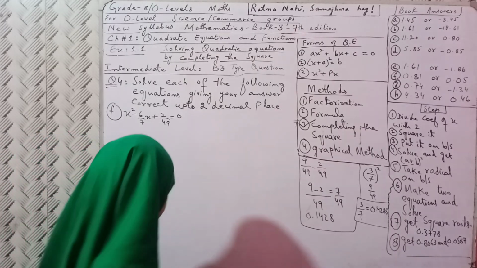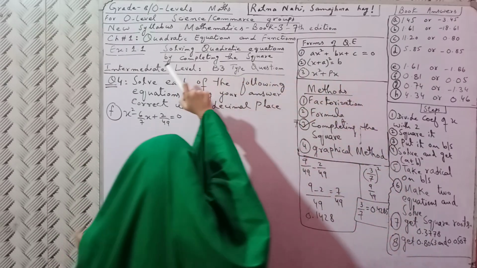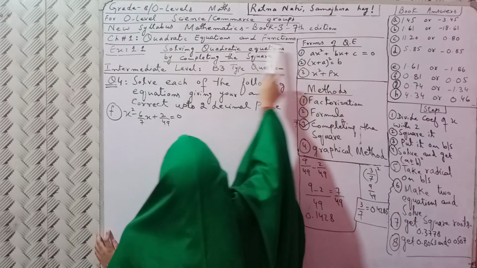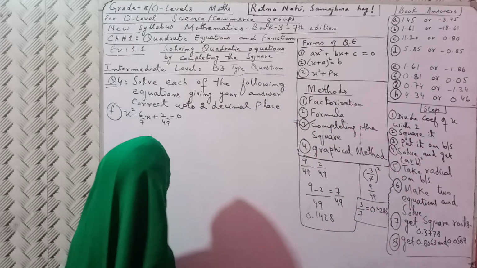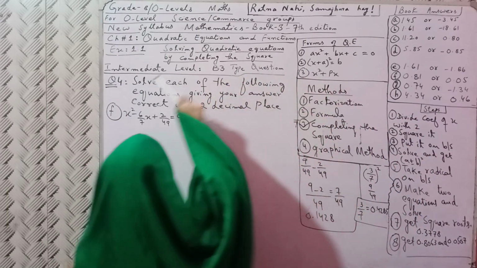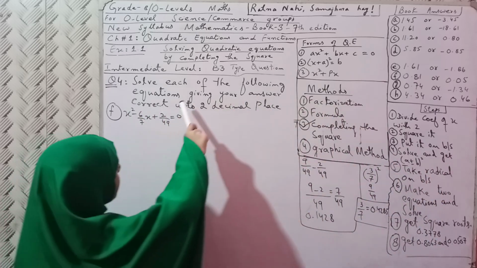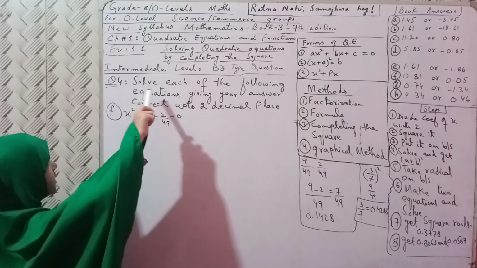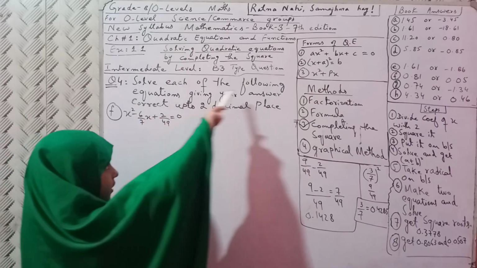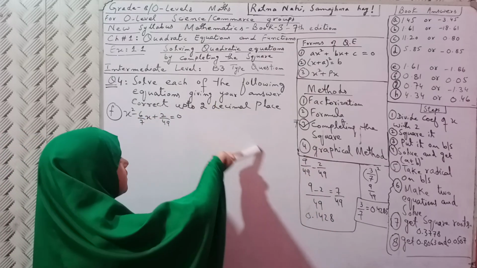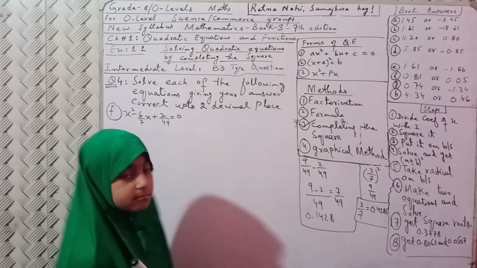Today we are going to learn graded oral maths for oral science commerce group, New Syllabus Mathematics Book 3, 7th edition, chapter number 1, quadratic equations and functions. Exercise 1.1, solving quadratic equations by completing the square. Intermediate level B3 type question. Solve each of the following equations, giving your answer correct up to 2 decimal places.